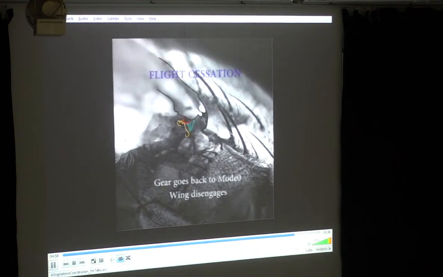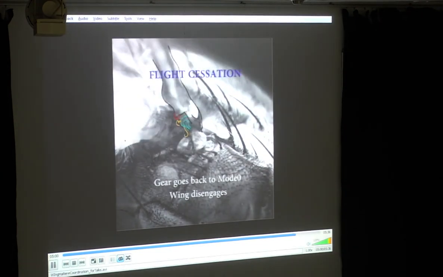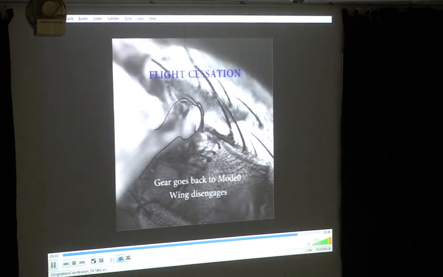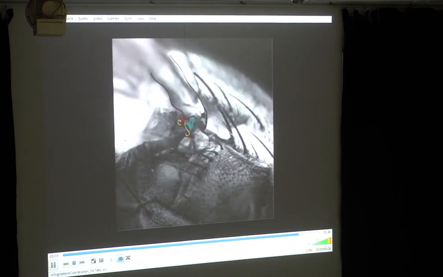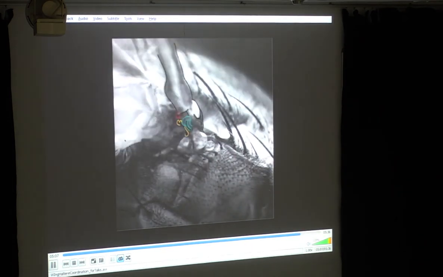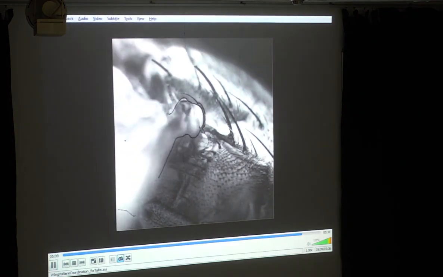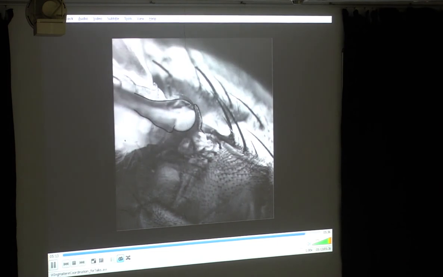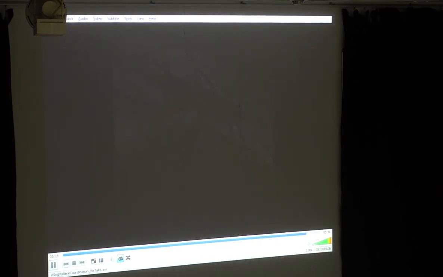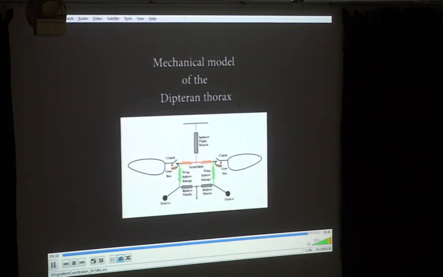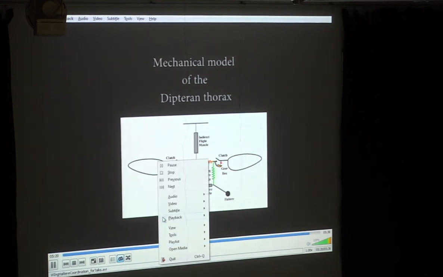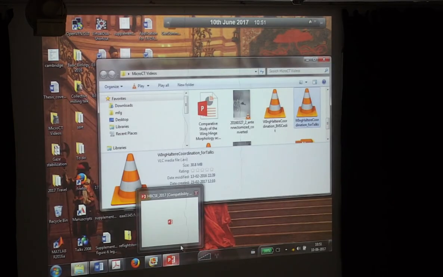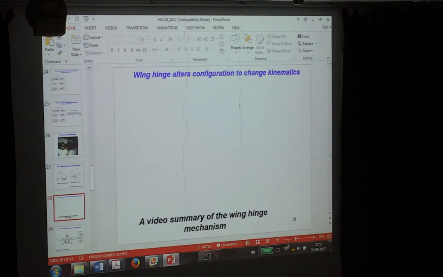During flight cessation, the wing abruptly transitions from high amplitudes to low amplitudes within a wing stroke, as seen in this video. When this happens, the radial stop moves from higher modes to mode 0. Okay, so that's what Tanvi found out.